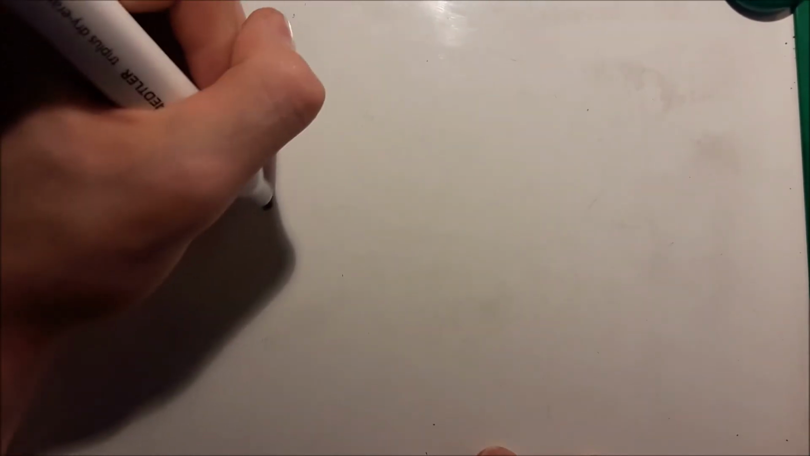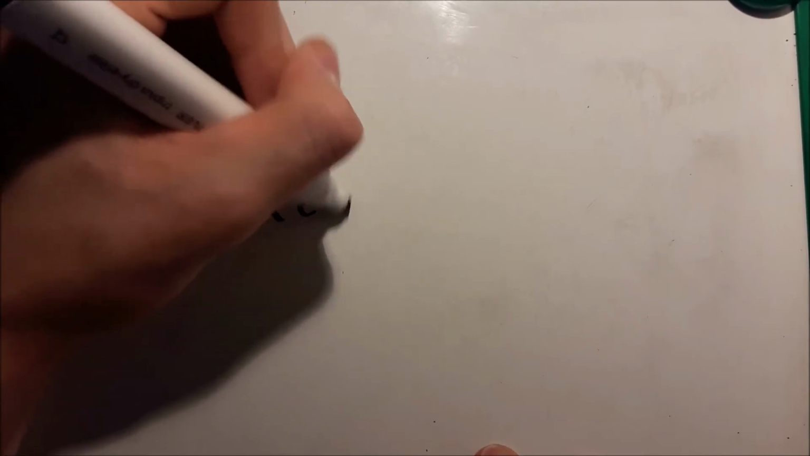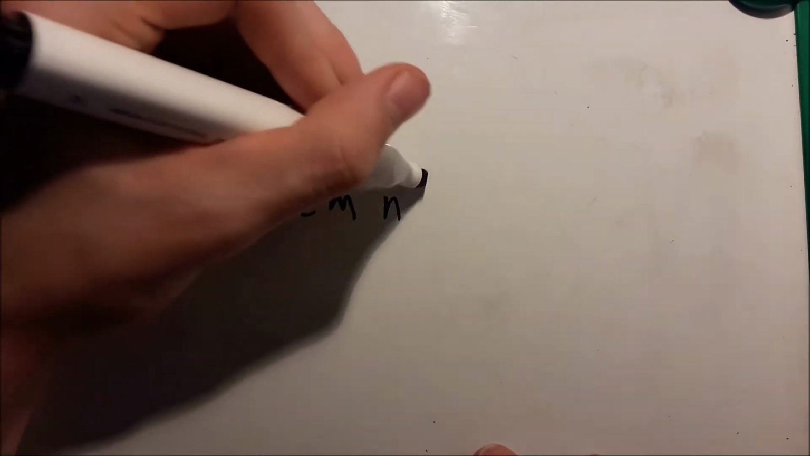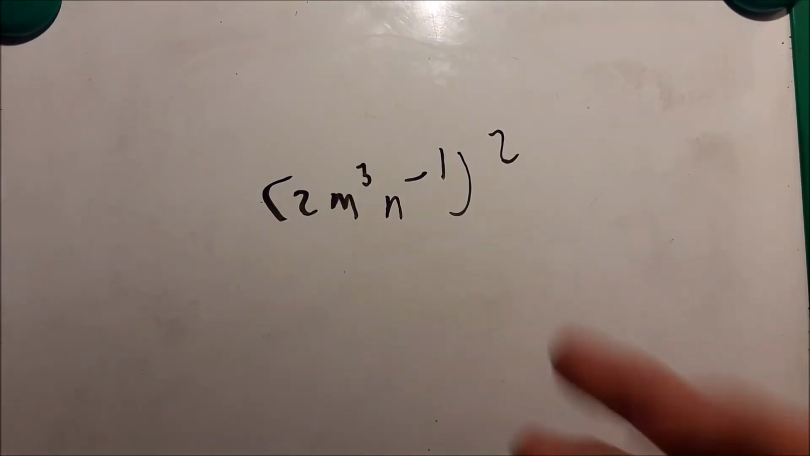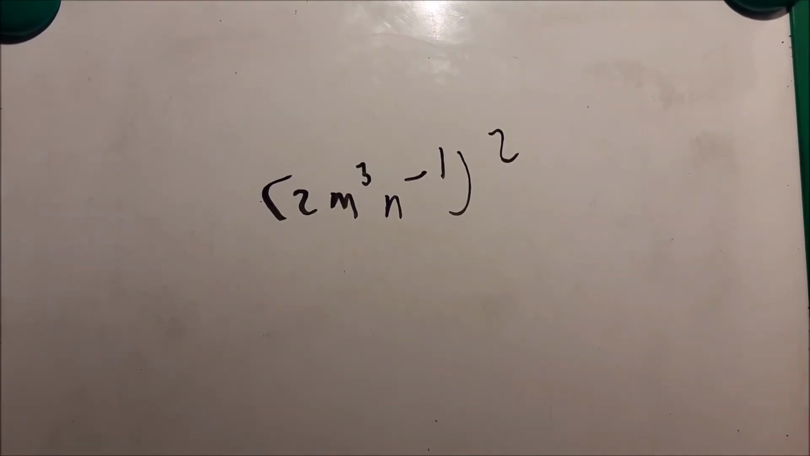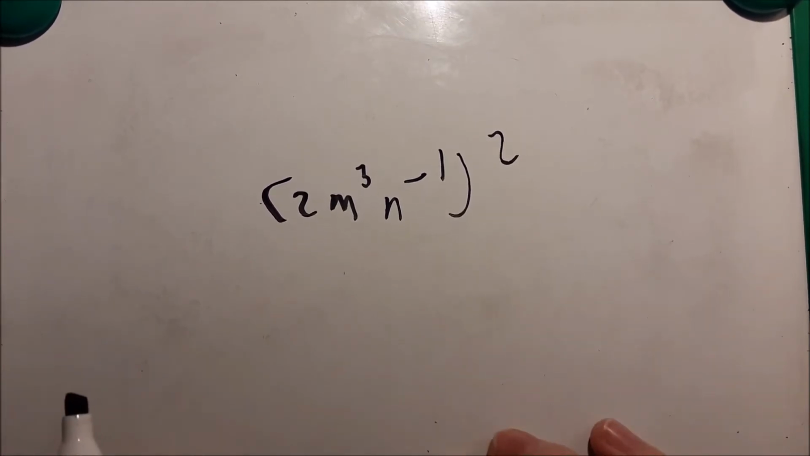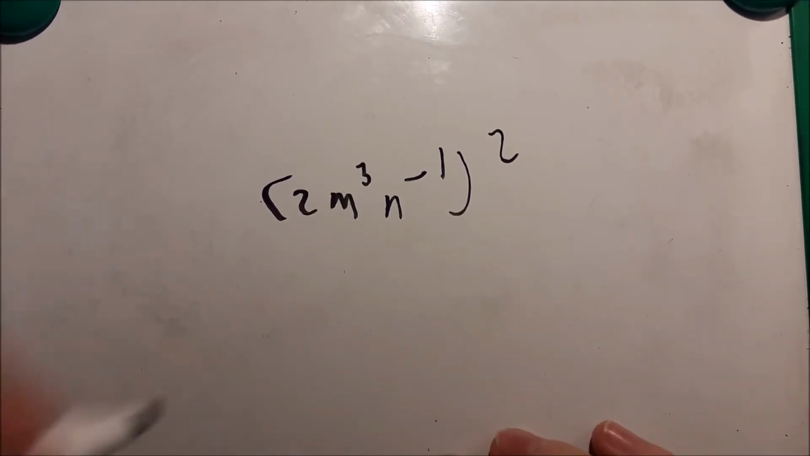Now we have a new sum, which is going to be a bit more complicated. So we have 2m to the power of 3, n to the power of negative 1, and then to the power of 2. So if you want, you can go try this out right now and pause the video, and then you can see if you get it right. If you do get it right, then that means you better like the video.